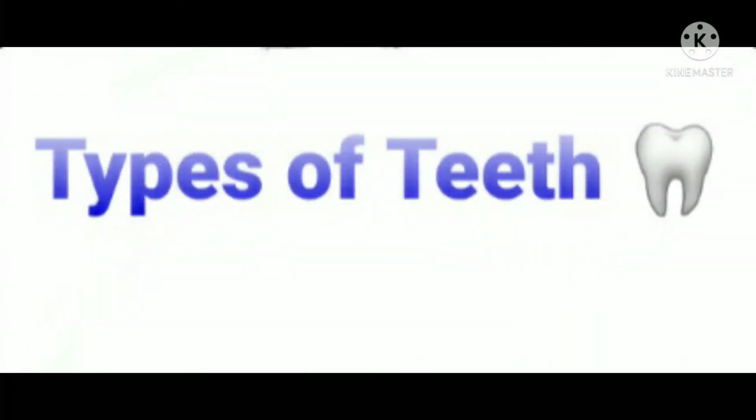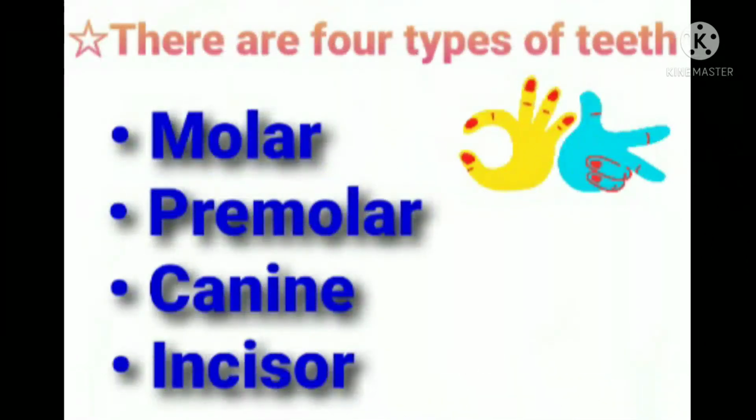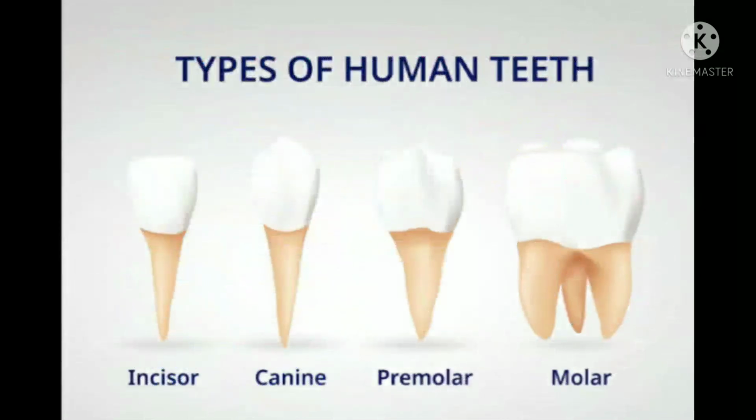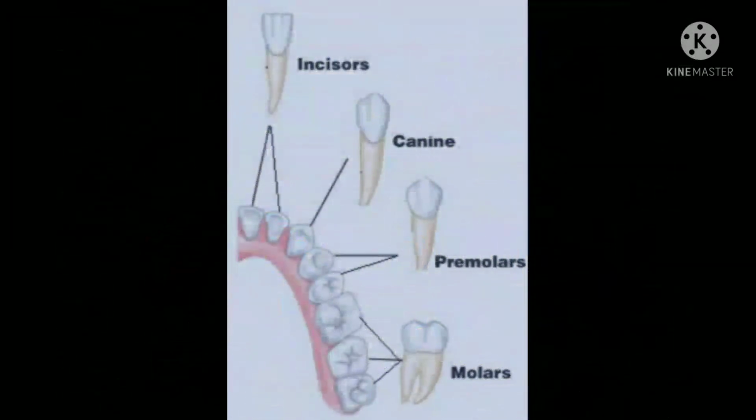Types of teeth. There are 4 types of teeth. First, molar. Second, premolar. Third, canine. Fourth, incisor. Types of human teeth look like this.